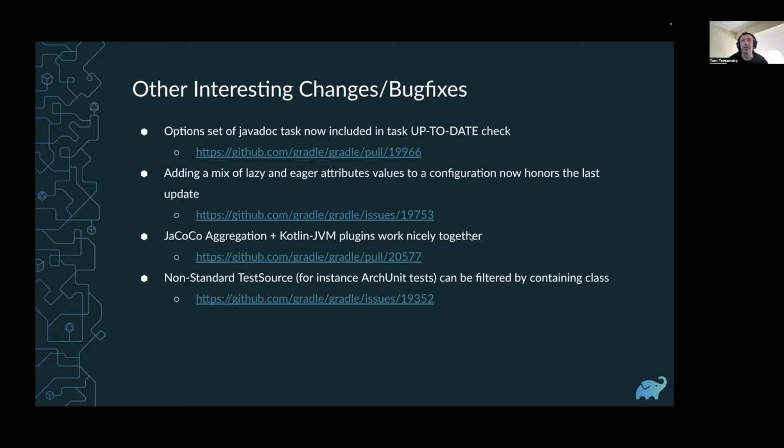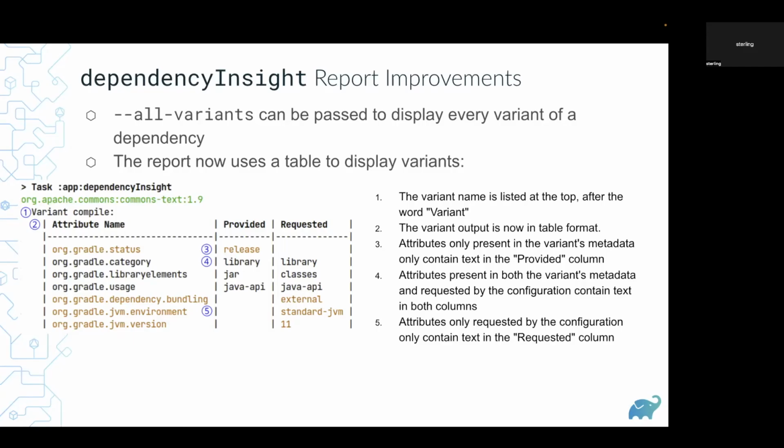Configurations using lazy and eager attribute values weren't working right. Now they will properly honor the last update to those attribute values. Jacoco aggregation and the Kotlin JVM plugins now work nicely together. And non-standard test sources can be filtered by containing class. So if you only want to run a subset of tests, but the tests you are filtering include things like ArchUnit tests, which use field-based sources, you can filter those by the containing class. So that's now possible.